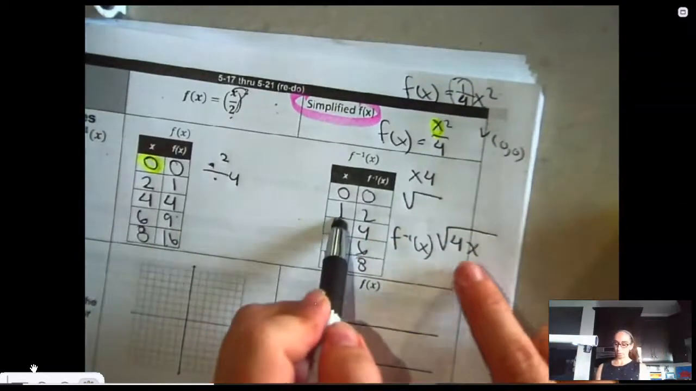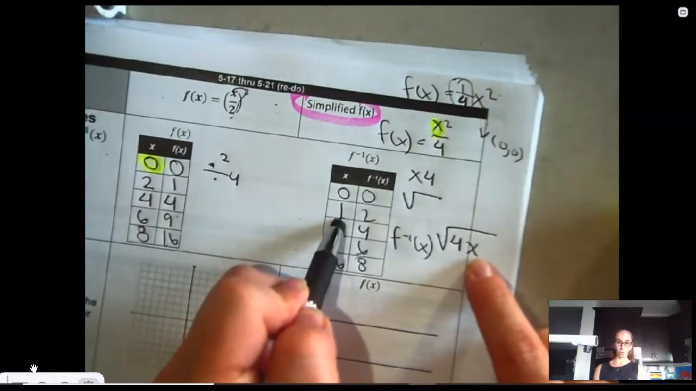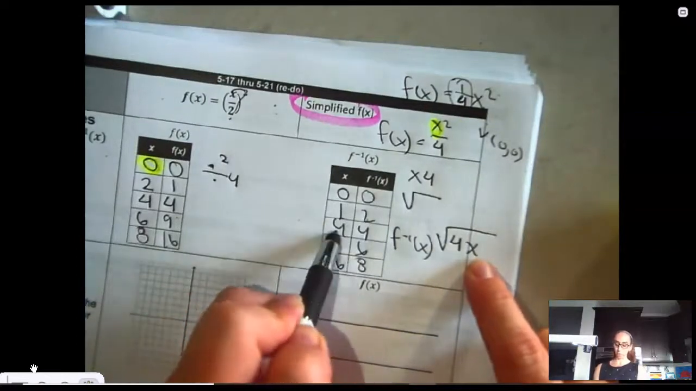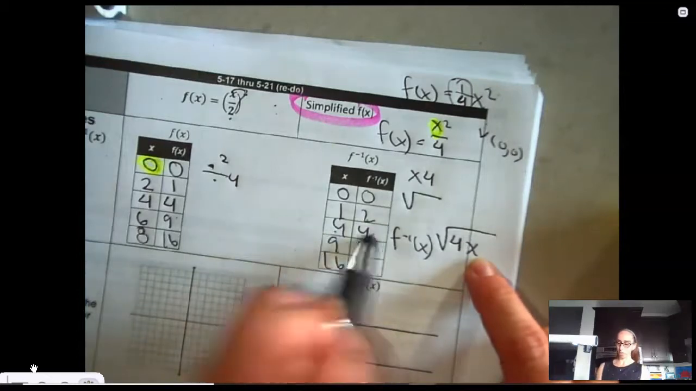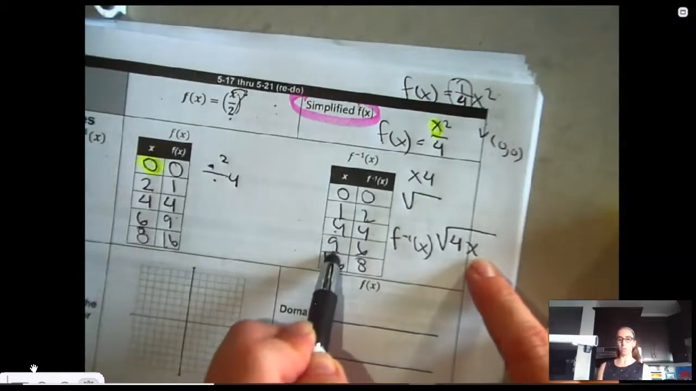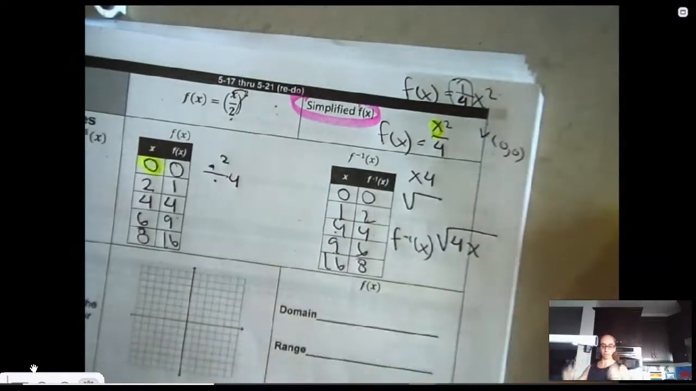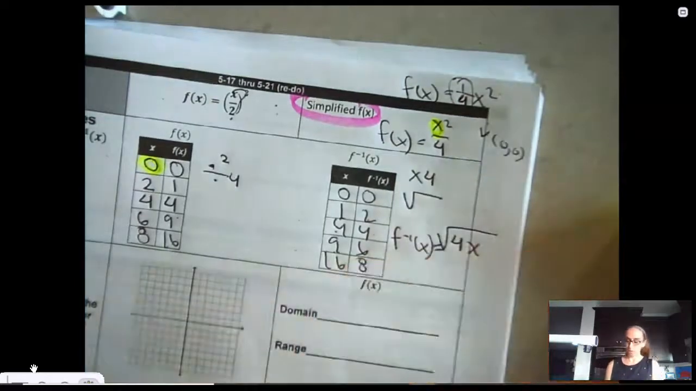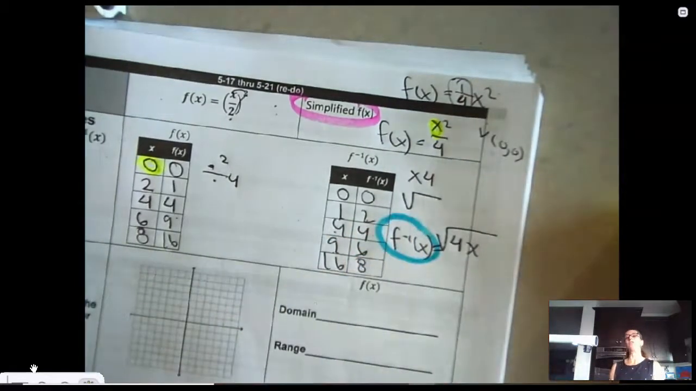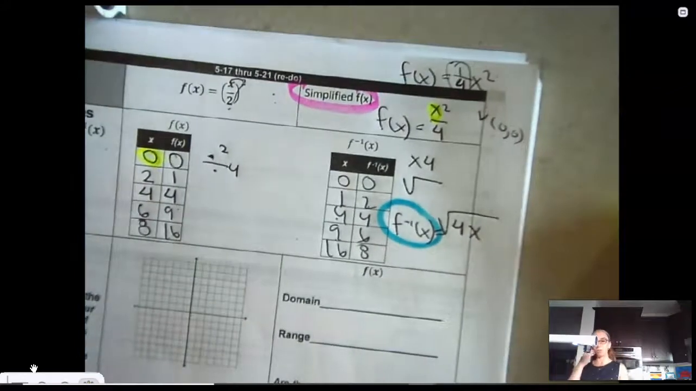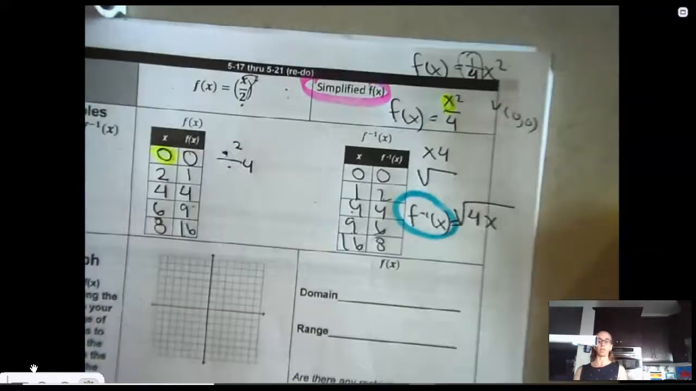Let's check. 4 times 1 is 4. The square root of 4 is 2. Yay. 4 times 4 is 16. The square root of 16 is 4. Yay. 4 times 9 is 36. Square root of 36 is 6. Yay. Okay. There's my inverse. If you're still copying these, I need you to pause the video, because that means you're not trying to see the order of operations backwards yourself, okay?